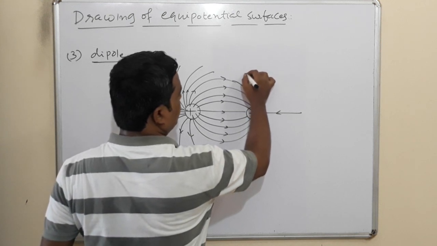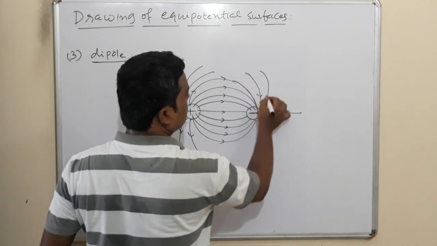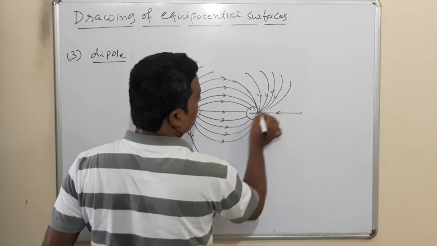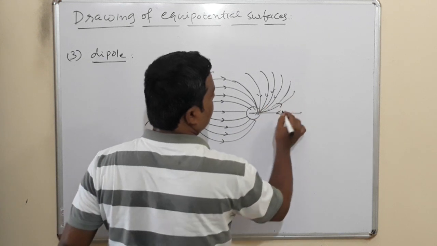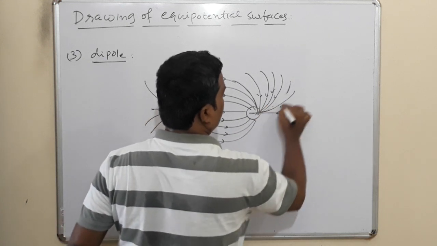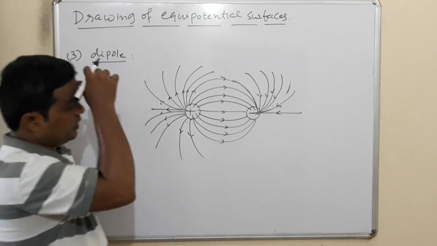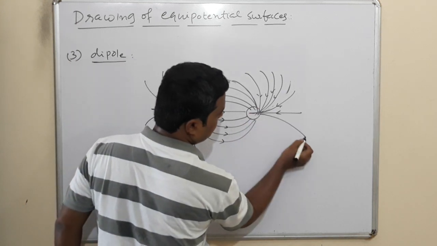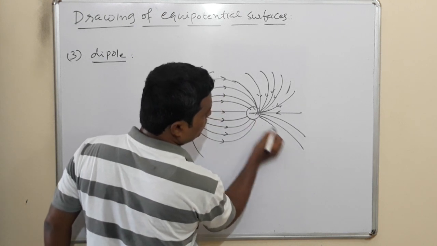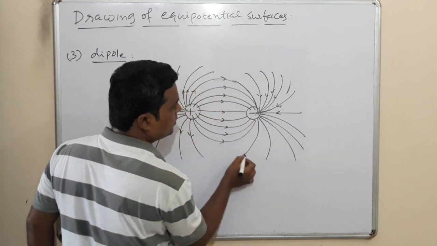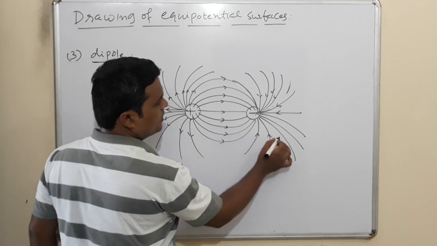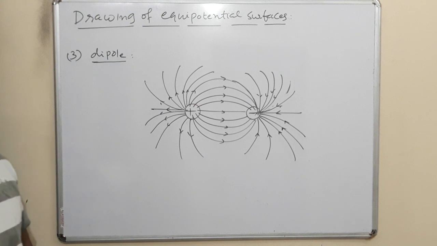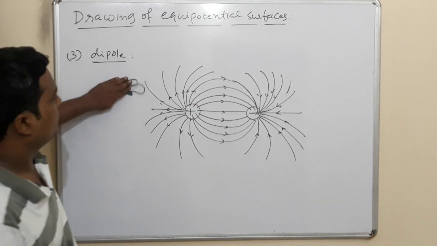These lines will be moving towards this negative charge, and this is 5. So they are moving towards this. The number of lines you should draw is the same on both sides. 1, 2, 3, 4, 5, moving towards. These are the electric field lines.